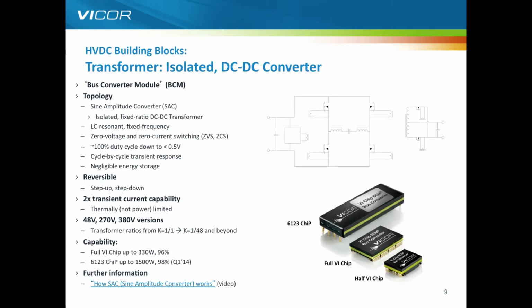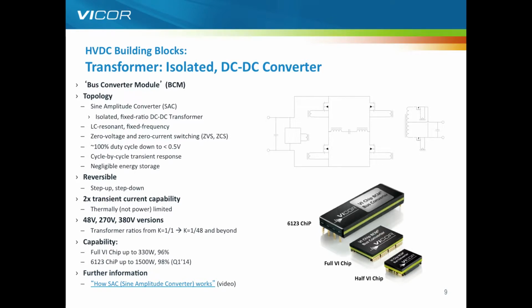Note also that because we're doing the full wave rectification on the secondary, that 1.7 megahertz on the input becomes a 3.5 megahertz ripple on the output. So it's a very small amount of ripple and a very high frequency, which means that this device, whether it's input filtering or output filtering, is very easy to do, very small, low-cost components.